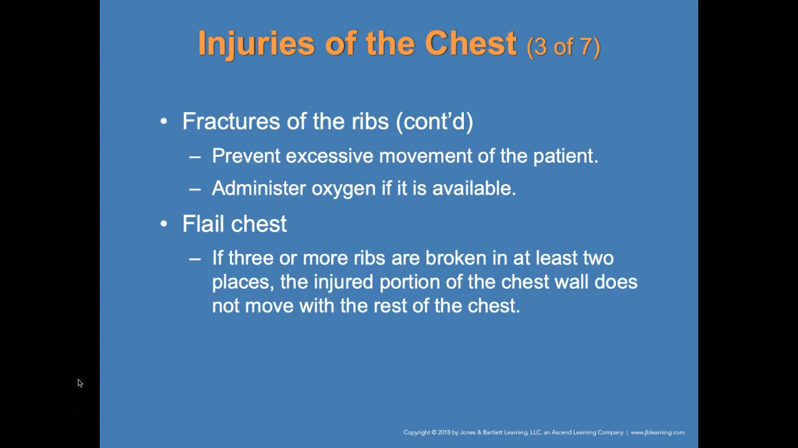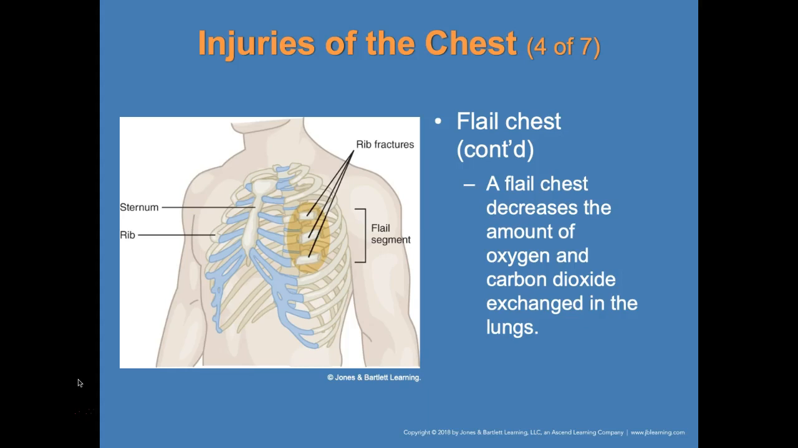So our patient's reporting chest pain or injury to their chest, difficulty breathing, whatever. We expose the chest, and as we're watching them breathe, they breathe in, their chest expands, but that flail segment seems like it's sinking in. And when they exhale and the chest lowers, it looks like the flail segment is bulging out. That's what a flail chest is. It does decrease the amount of oxygen and carbon dioxide exchanged in the lungs.